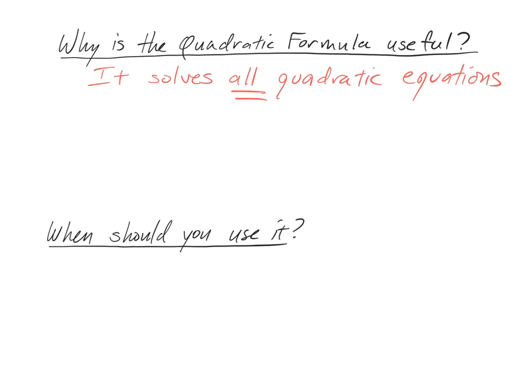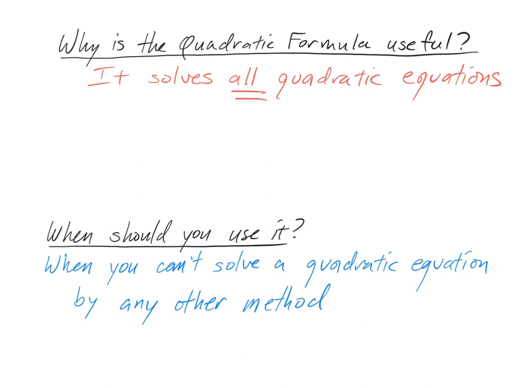As for the second question, when should you use it? You should use it when you can't solve a quadratic equation by any other method. So if you try factoring and it does not work, you should use the quadratic formula. If you try the square root property and it doesn't work, you should use the quadratic formula. If you try using completing the square and it doesn't work, you get the idea. Let's take a look at some examples.